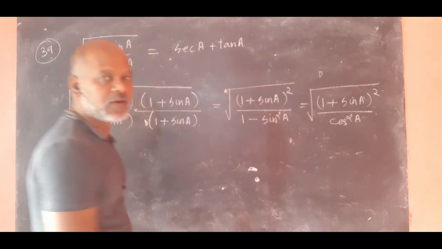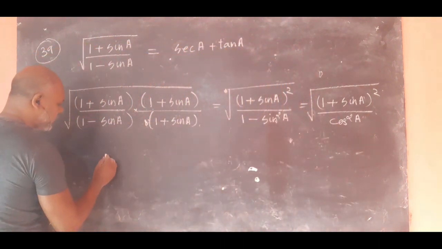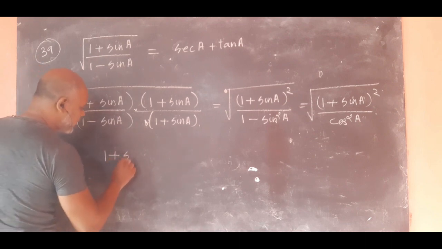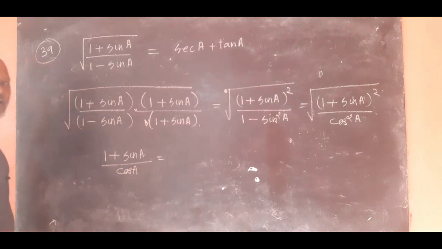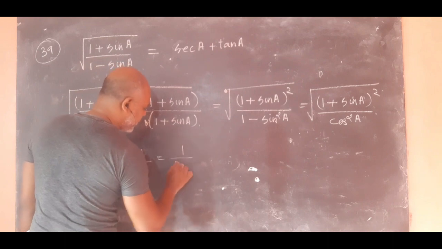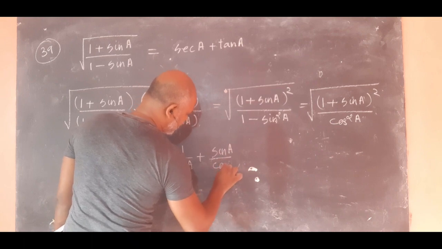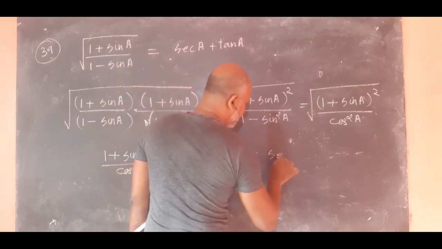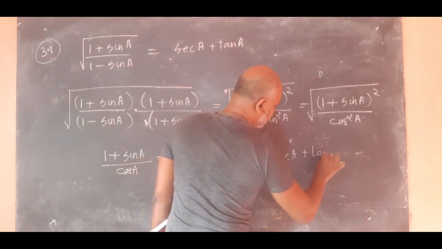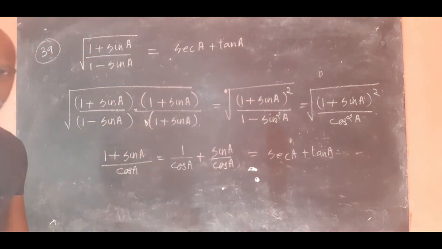Now we can remove the square root because we have the two squares. So now we can remove the square and square root and we can write 1 plus sin A by cos A. That is 1 by cos A plus sin A by cos A. So that is 1 by cos A is sec A and sin A by cos A is tan A. So we proved LHS is equal to RHS. Now we come to question number 40.